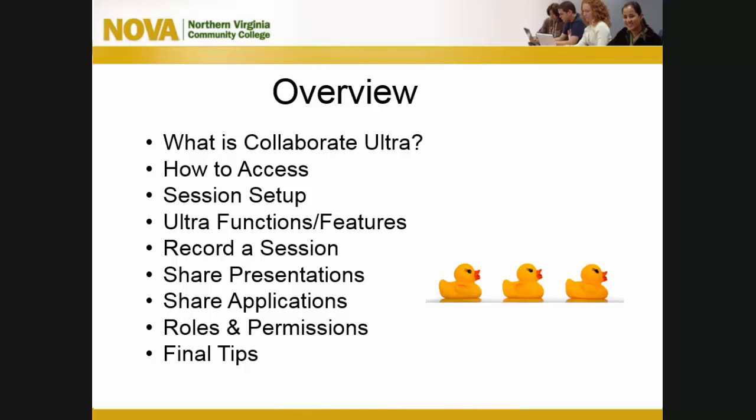So Collaborate Ultra is a tool available in all of your Blackboard Learn course sites. It is a video conferencing tool that opens directly in a web browser and can be used in a variety of ways. So you can use it to hold live class lectures, or you can record your lectures for your students to view at a later time. You can even allow your students to share their talents or knowledge in a session as well.